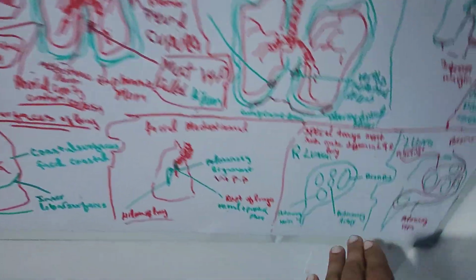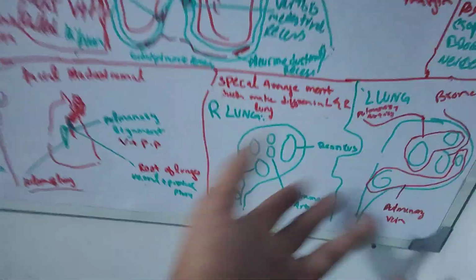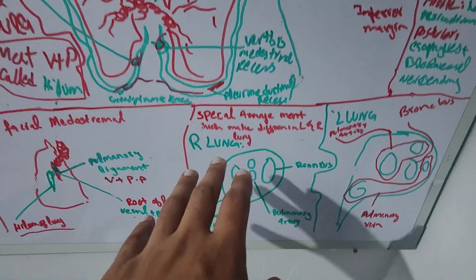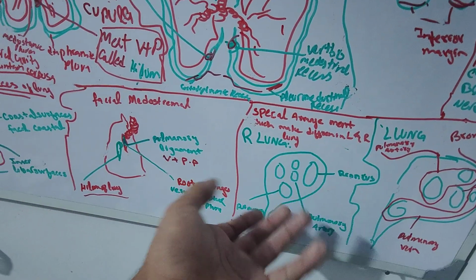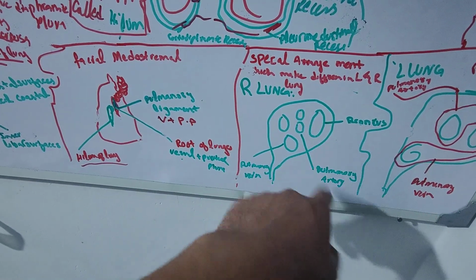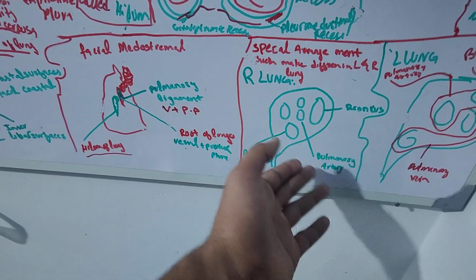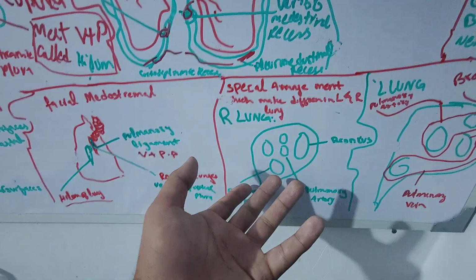Now we go to the special arrangement which makes the difference between the left and right lung. Let's see here. In the right lung, first we see the bronchus on the top, then we have the pulmonary artery, and after the pulmonary artery we have the pulmonary vein.